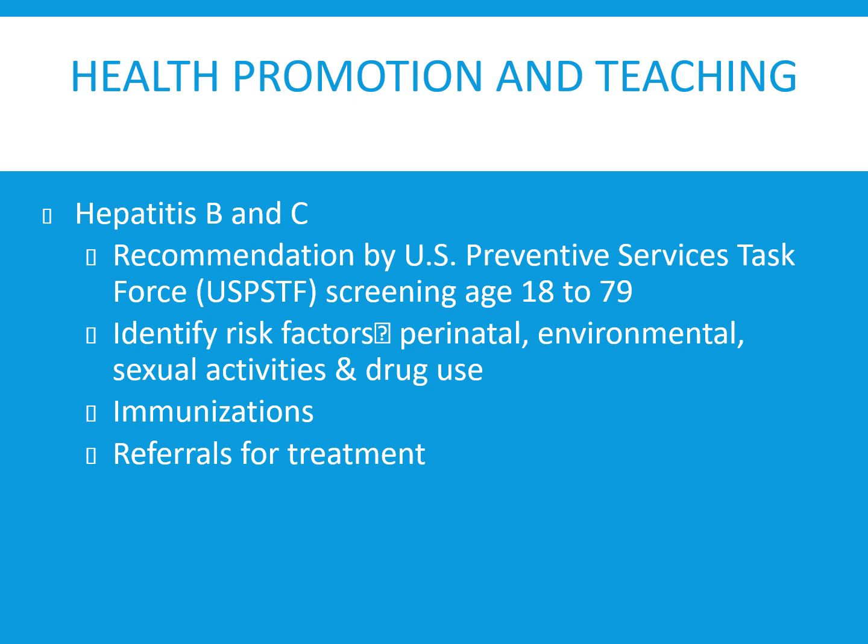With health promotion and teaching, we want to talk about hepatitis B and C screenings. It's recommended to be screened for hepatitis B and C between the ages of 18 and 79 by identifying risk factors, whether perinatal risk factors for contracting the diseases, environmental, sex activities, and drug use. Check to see if they've had immunizations against hepatitis B, and if they have any diseases, refer them for treatment. Because hepatitis B and hepatitis C affect the liver, and that's why it's in the GI section.